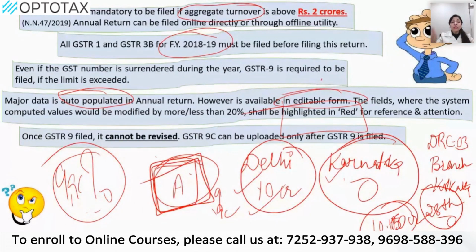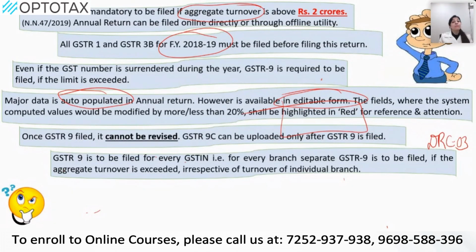Yes, Jagdish ji, both 9 and 9C. Both 9 and 9C. It means I have to file 6: 2 for Delhi, 2 for Karnataka, and 2 for the Kolkata branch. I hope I'm able to make my point clear now. Now, moving ahead. GSTR-9 is to be filed for every GSTIN, irrespective of the turnover of the branch, once you exceed the turnover PAN-wise. Clear? Moving ahead.